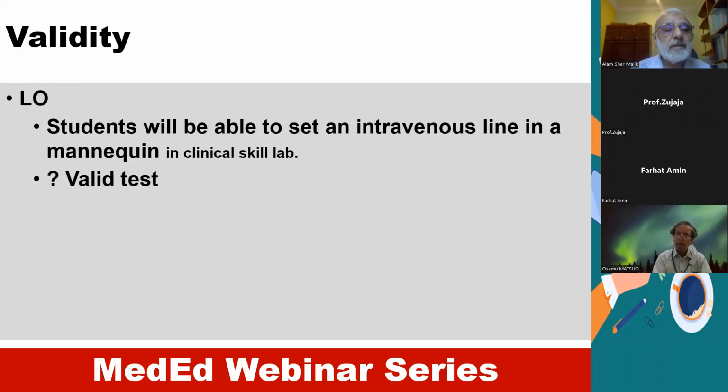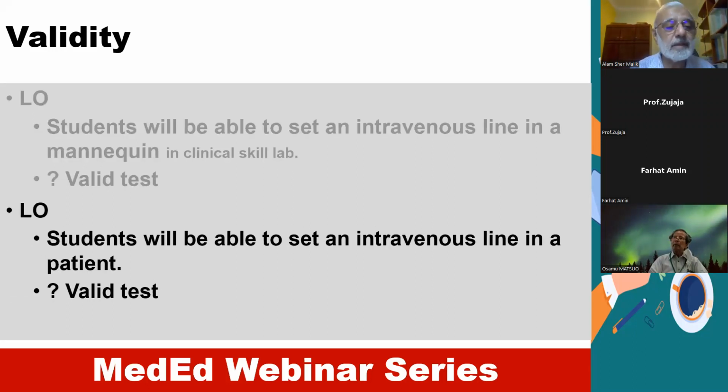To assess the validity, here is just an example. Let's say the learning outcome says that students will be able to set an intravenous line in a mannequin in a clinical skill lab. So we know obviously the valid test would be to give that opportunity to assess the students in the clinical skill lab. But if the learning outcome says that students will be able to set an intravenous line in a patient, how are we going to do that? Is it possible to do it in an exam?